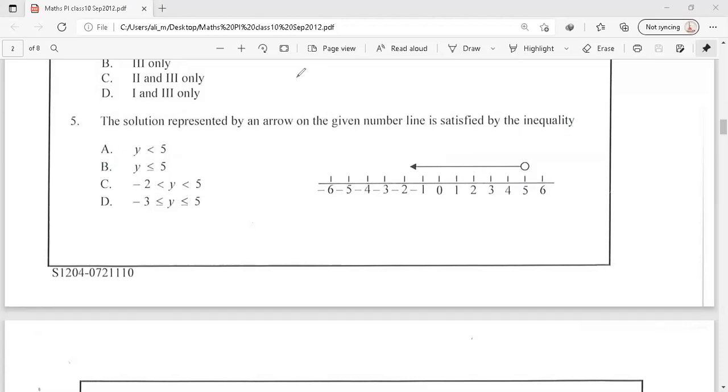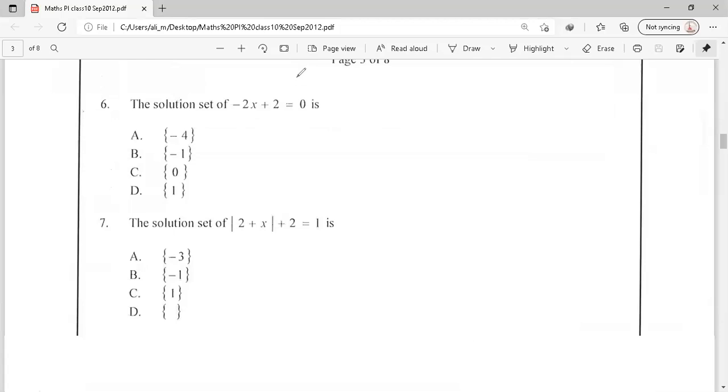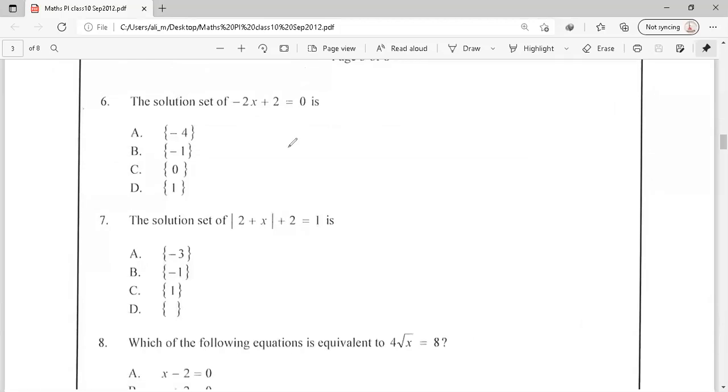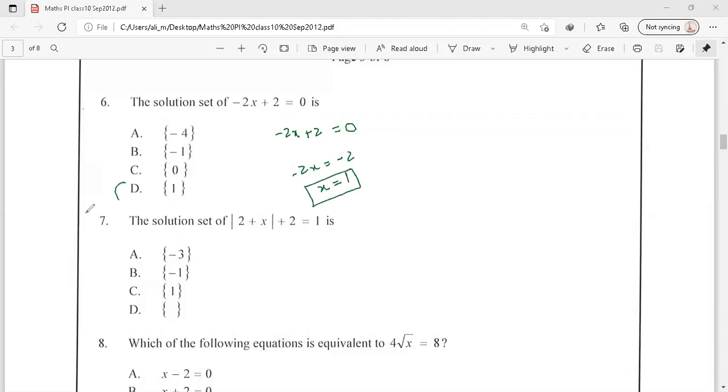Let's move to our question number 6, in which we have to find the solution set of this equation, minus 2x plus 2 equals 0. So minus 2x will be equal to minus 2 and x will be equal to 1. So option D is the right answer.